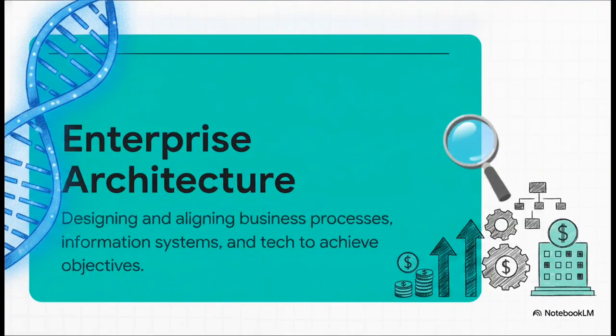So what is this master blueprint? It's called Enterprise Architecture, or EA for short. Think of it as the literal DNA of an organization. At its core, EA is the practice of designing and aligning a company's business processes, information systems, and tech infrastructure to hit those big strategic objectives. But in plain English, it just means ensuring that every single IT dollar spent directly funds the CEO's long-term vision instead of being flushed down the drain on tech that doesn't push the business forward.